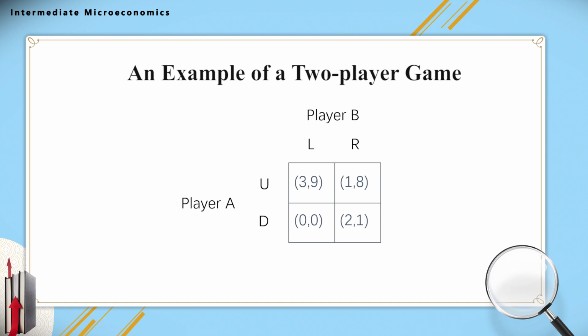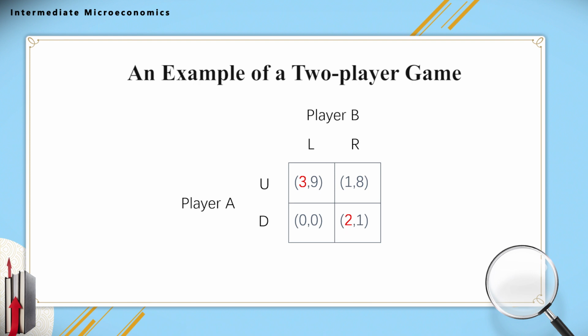So, what is the Nash equilibrium of this game, if there is one? Let's find out. First, let's look at the game from the perspective of player A. If player B chooses the left strategy, player A should choose strategy up, because up brings a payoff of 3, which is more than the payoff brought by down. If player B chooses the strategy of right, then player A should choose strategy down, because down brings a payoff of 2, which is higher than the payoff of 1 brought by up.